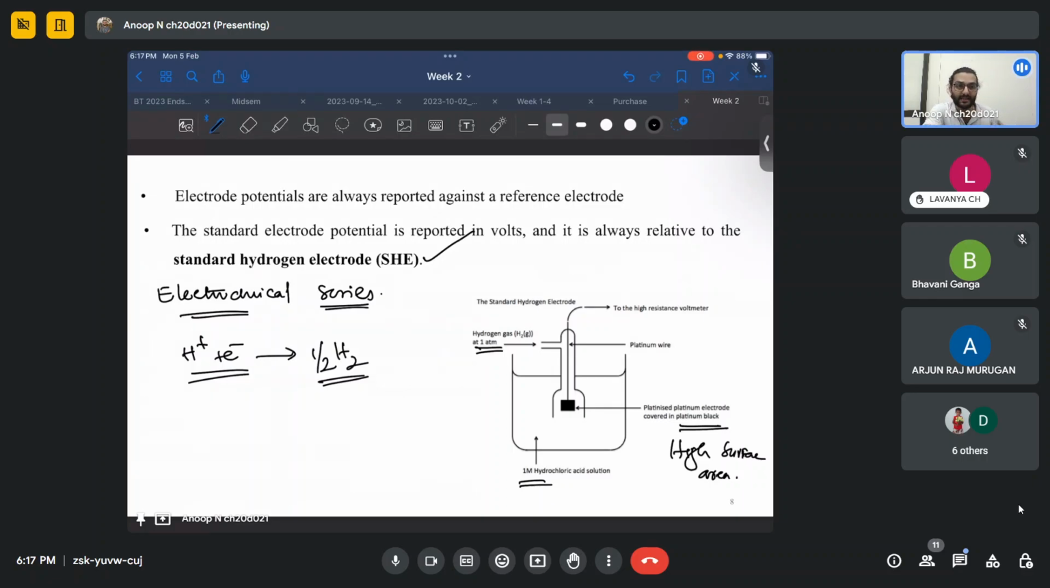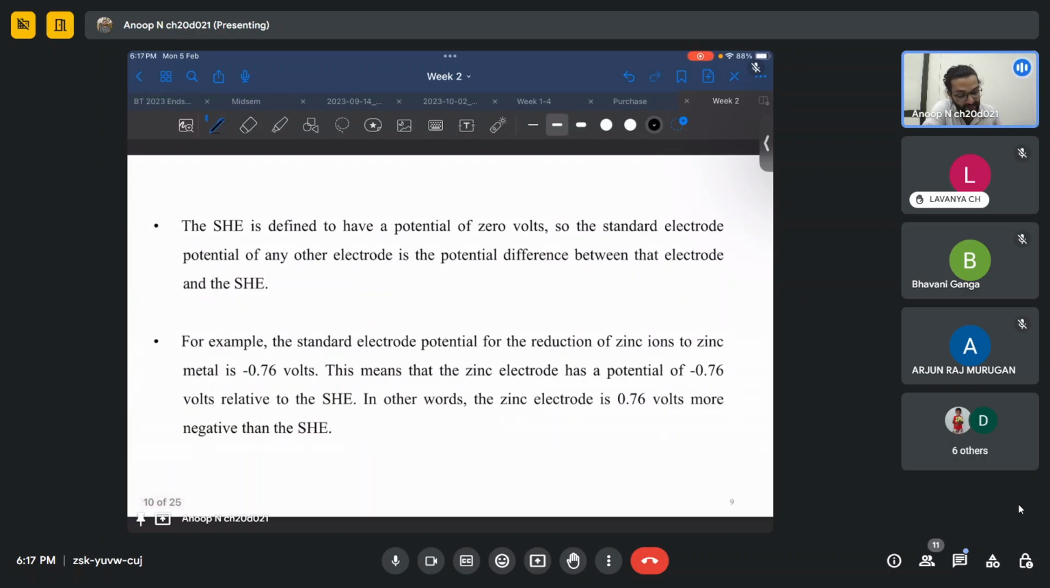But in practical cases, those who are working in the field of electrochemistry know they will be using different types of reference electrodes. In the next part, I will be coming to that. The standard hydrogen electrode, SHE, is defined to have a potential of 0 volts. So the standard electrode potential of any other electrode is the potential difference between that electrode and SHE.